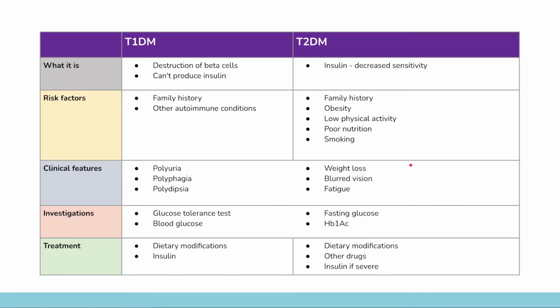Here is a summary of type 1 and type 2 diabetes. Remember, type 2 is more strongly linked to genetics and has more modifiable risk factors. Both present with similar clinical features. Lifestyle interventions are the first line, but in type 1 diabetes, there is no treatment at present except insulin, whereas more drugs are available for type 2.